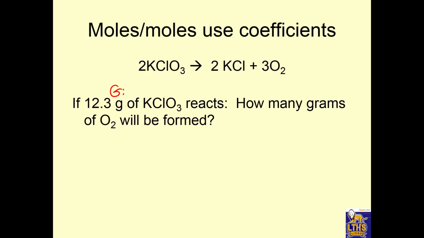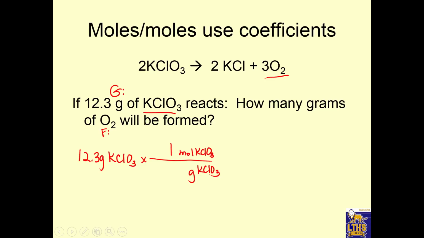So in this, I'm given 12.3 grams of KClO3. I want to know how much oxygen will come out of the reaction. So find grams of oxygen. But wait, these coefficients are moles. So if I take the 12.3 grams of KClO3, potassium chlorate, and I turn it into moles of KClO3, I can do this by using the periodic table. And when I use the periodic table, I'm finding the amount for 1 mole. So then I look at K and Cl and 3 O's, and I find out that I get 122.55 grams of KClO3 for every 1 mole.